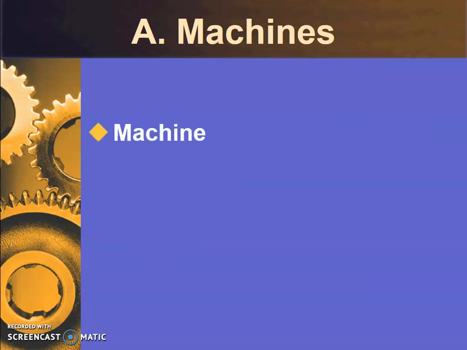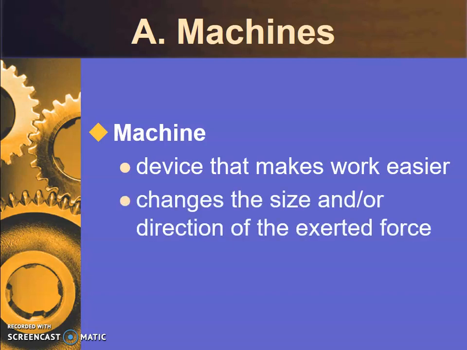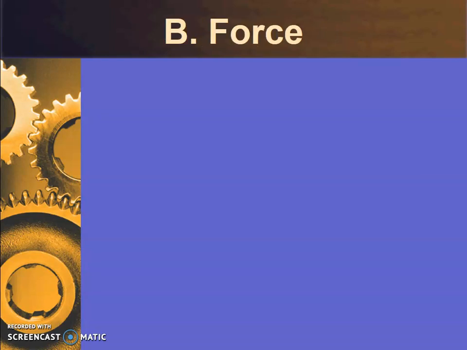So first off, let's define what is a machine. It is a device that makes work easier. Okay, so it helps humans by making the work easier. It can make the work easier by changing the size of the force that we are exerting, or by changing the direction of the force, or it can do both at the same time, changing the size and the direction of the force.